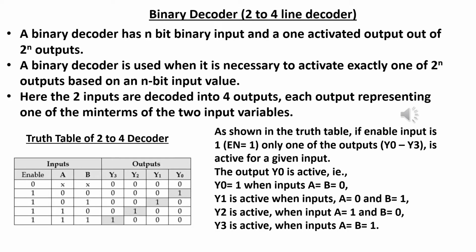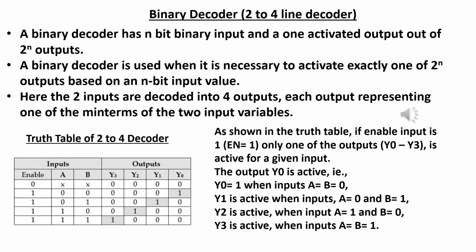Now we will discuss the types of decoders. There are many types of decoders. In this session we are going to discuss the binary decoder and the BCD to 7 segment decoder. In the binary decoder, again we have the 2 to 4 line decoder and the 3 to 8 line decoder. First we should know what is meant by a binary decoder.